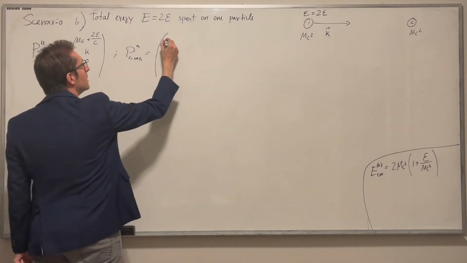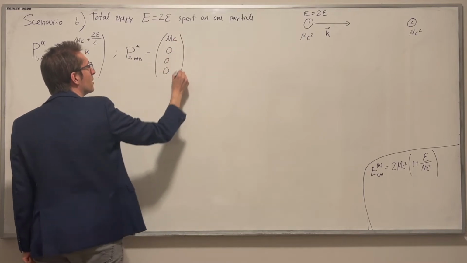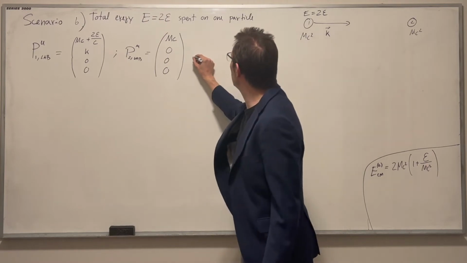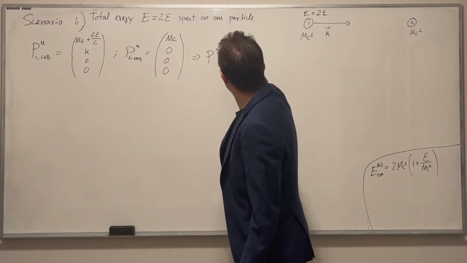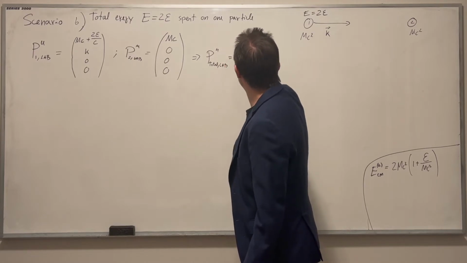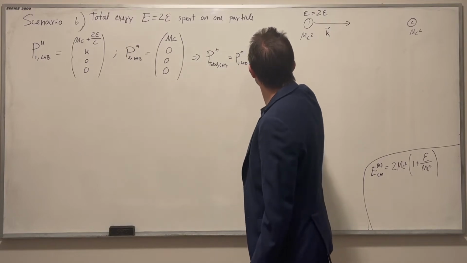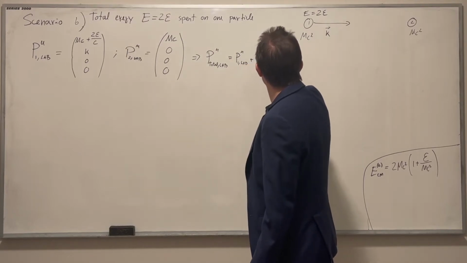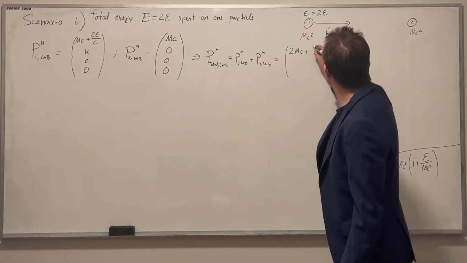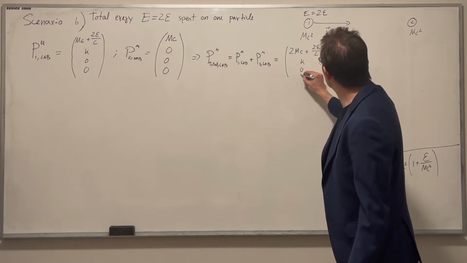We only have the rest energy contribution and the zero three-momentum for the second particle. Now we can build the total four-momentum in the lab frame. So P^μ total in the lab frame, which is of course the sum of P^μ_1 in the lab frame plus P^μ_2 in the lab frame, is equal to twice mc plus twice calligraphic E divided by c. Then we have K, 0, 0.